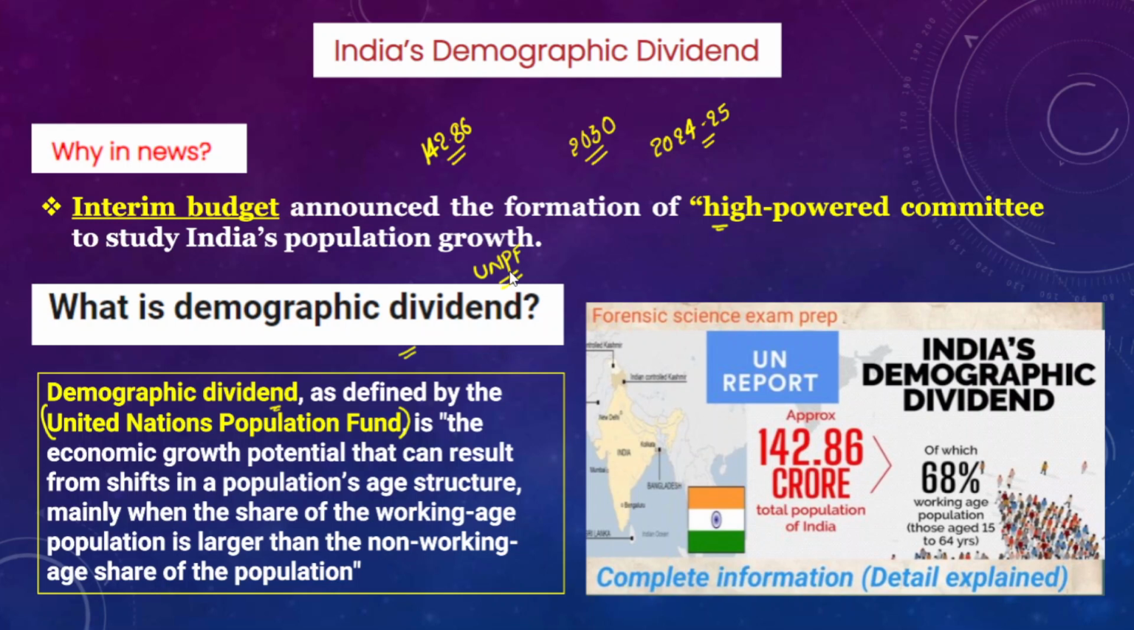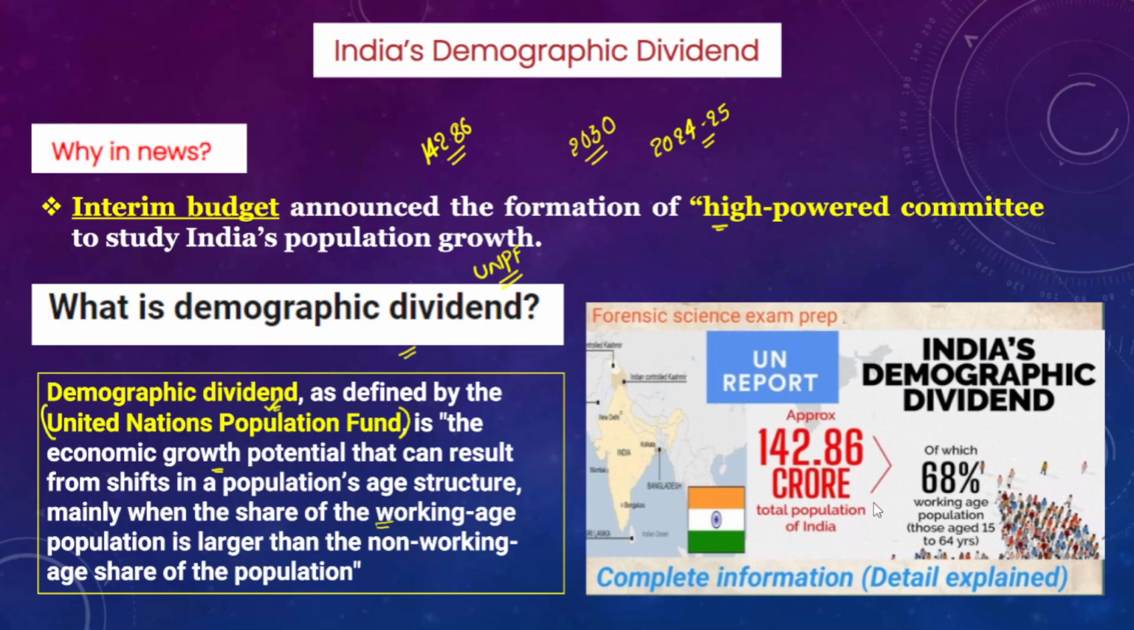Now according to this definition, it is the economic growth potential of a country that can result from a shift in the population's age structure, mainly when the share of working age population is larger than the dependent population. So what is the dependent population? The population who are in older age, and the population who are at their young age, I mean childhood.